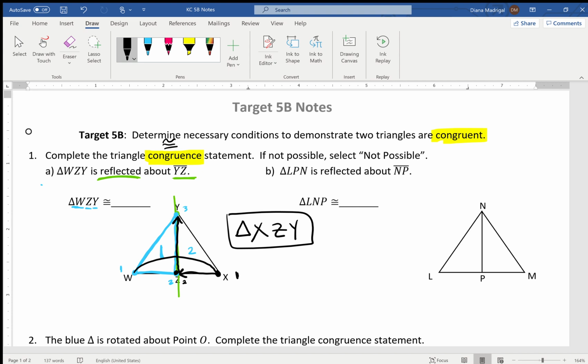Both of them are using the same line, Y and Z. If they put the order of WZY, then ZY is the line they're using to reflect, so both have to have the same thing. But they started with point W, so you needed to start with the same point. In this case, it's going to be X. So that's my final answer: triangle XZY.